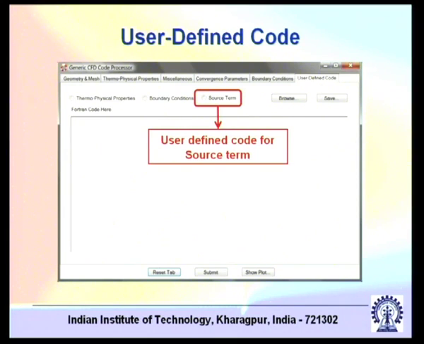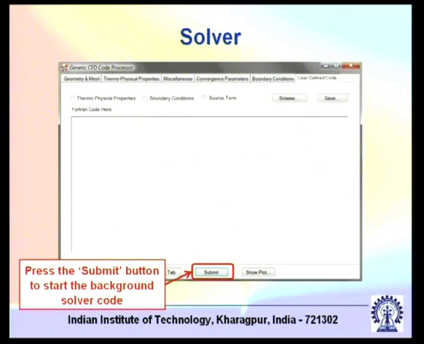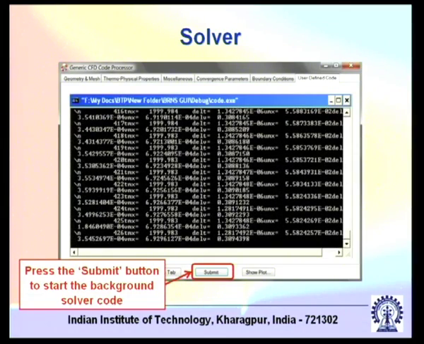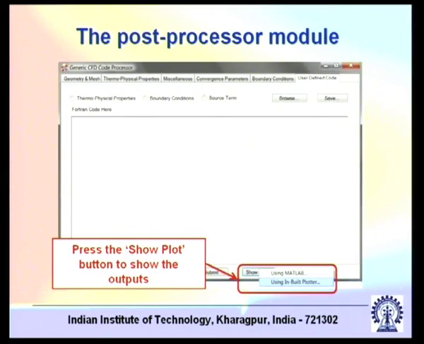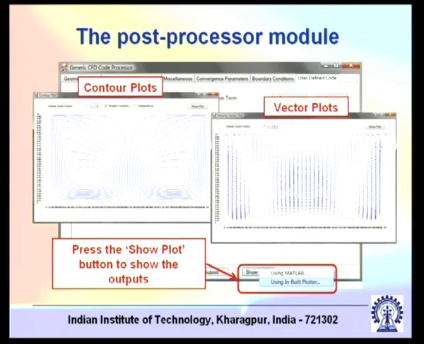So you may require user defined code for implementing complicated source terms. In that way you can implement very complicated physical issues in a generic CFD solver. Then you press the submit button to start the background solver code in this example, and it will run and it will be showing you the level of iterations and how it is converging. Then you can go to the post processing part. So once the results are obtained, you can show contour plots.